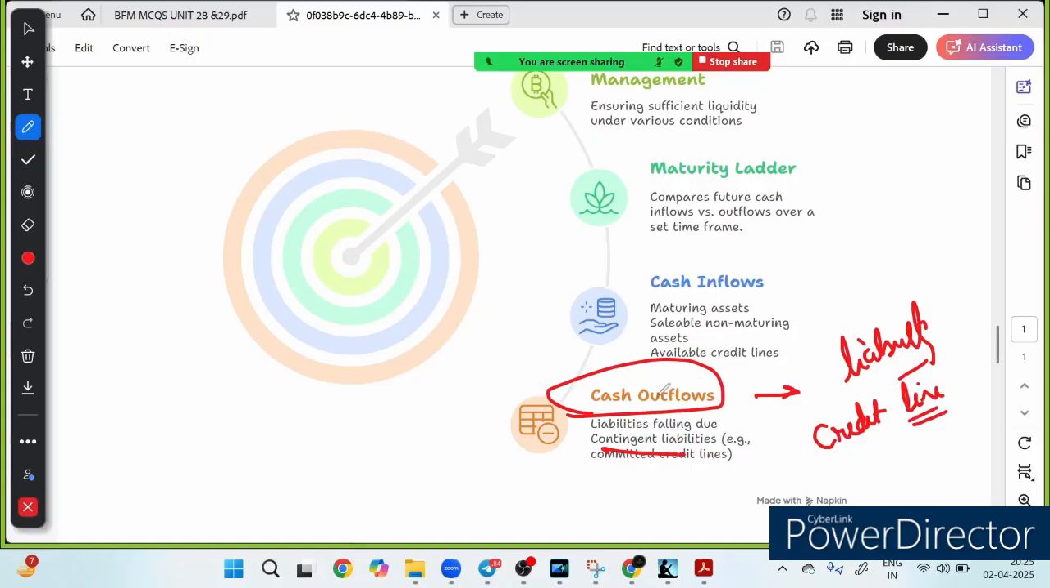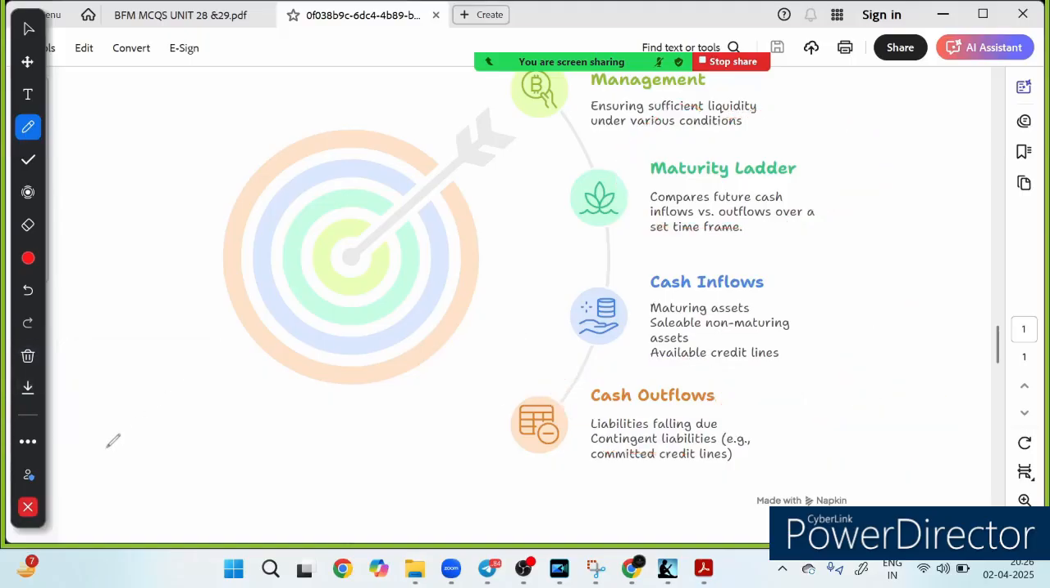So basically, the key takeaway from this discussion is that effective management of net funding requirement helps the bank prepare for the future, ensuring that they have enough cash to cover both expected and unexpected needs. It is a critical process to maintain balance between liquidity and financial stability. These are the tools. By using tools like the maturity ladder, banks can anticipate their cash needs, reduce the risk, and avoid a liquidity crisis.